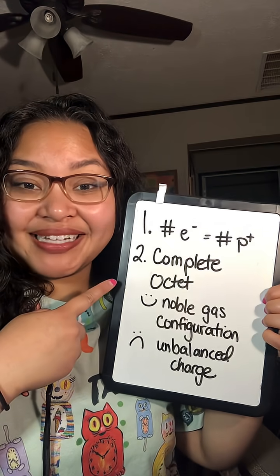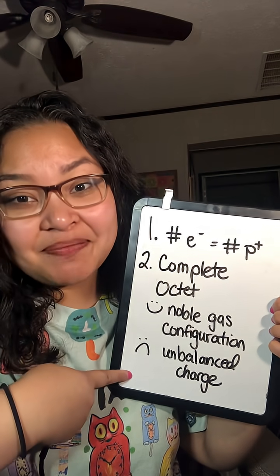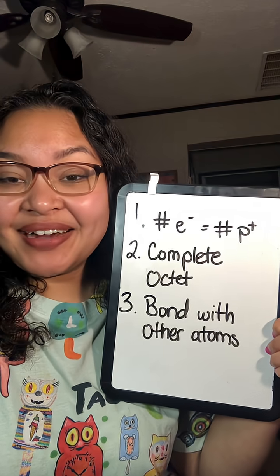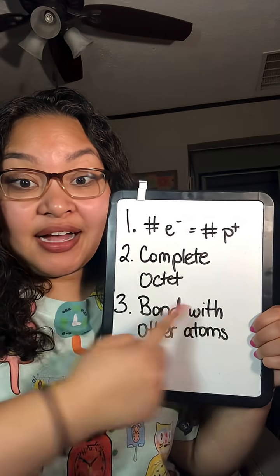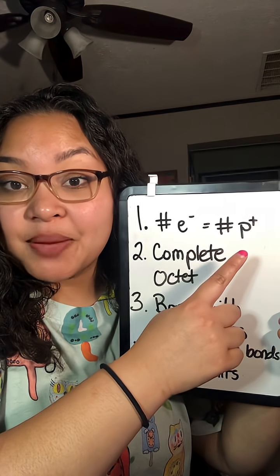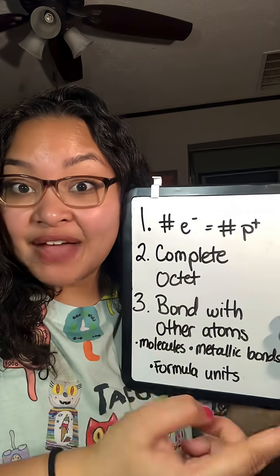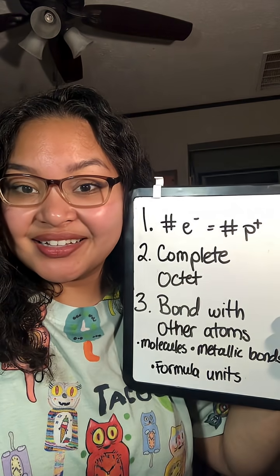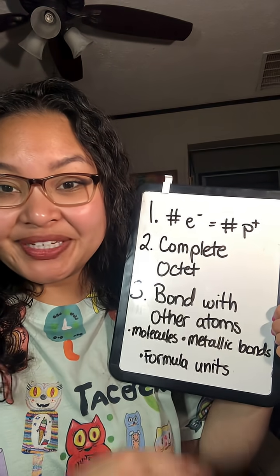So while completing step 2 for stability, we get that noble gas configuration, but now we have unbalanced charges. And the third step to finding stability is to bond with other atoms. I did the work on myself, and now I'm ready to love other people. Balancing the number of electrons to the number of protons creates atoms. Creating a complete octet while having an imbalanced charge creates ions. And when you're ready to bond with others, you get molecules, metallic bonds, or formula units.